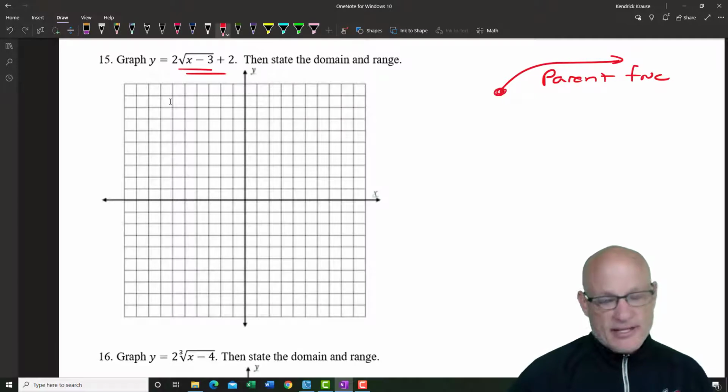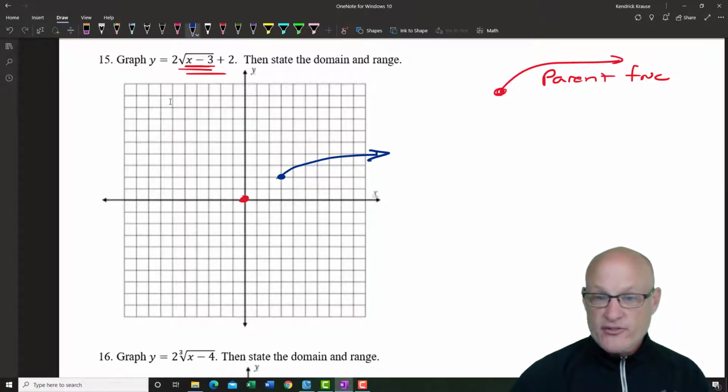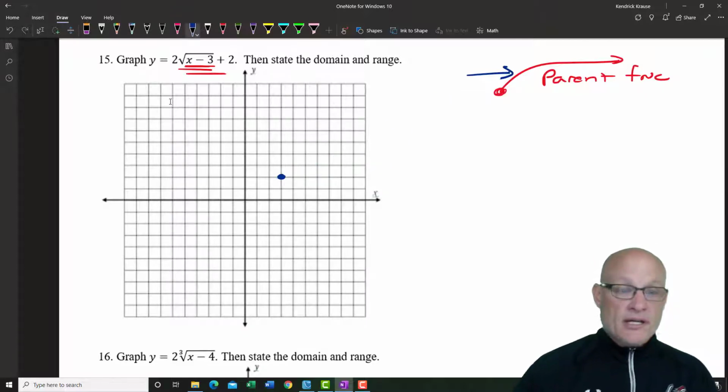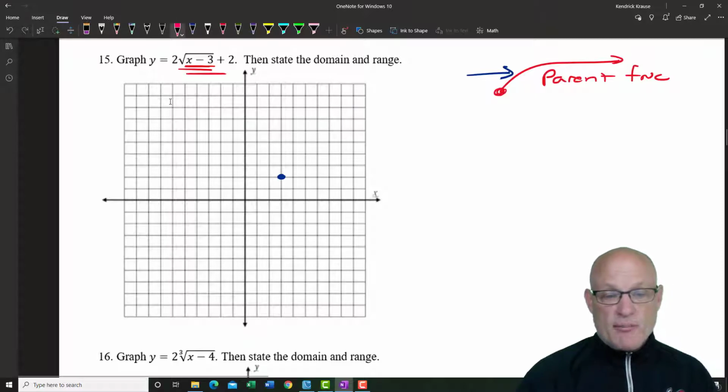Okay, so where are we going? I'm going to deal with the dilation in a minute. We are going to the right 3. So normally we would be here. This is where we normally start. But now we're going to move to the right 3. 1, 2, 3. And we're going to move up 2. Now don't do this, but it's going to look something like this when I'm done. Because this is the parent function, it's going to look something like that. Now, it's not like that though. So, I'm going to do this. Don't do this just yet, but watch what I'm doing.